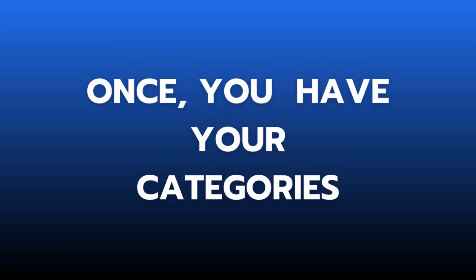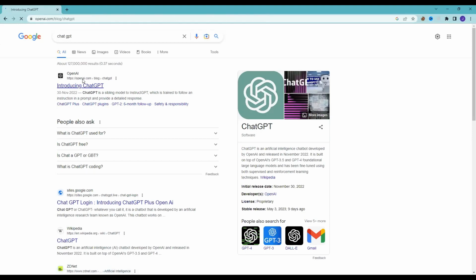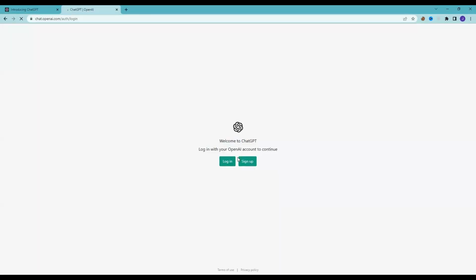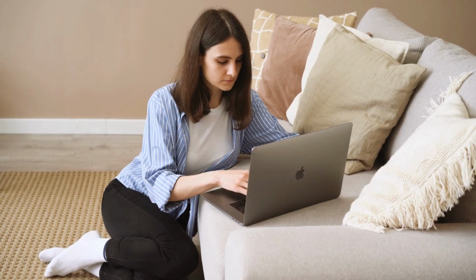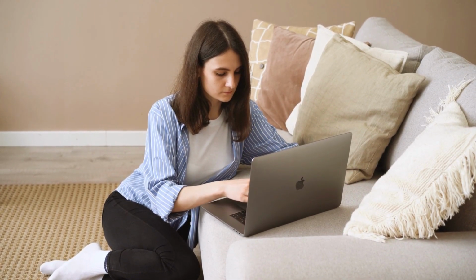Once you have your categories, head over to ChatGPT to get real ideas. Remember to include key details about the platform, type of video, your products, and any specific details you want the AI to keep in mind.